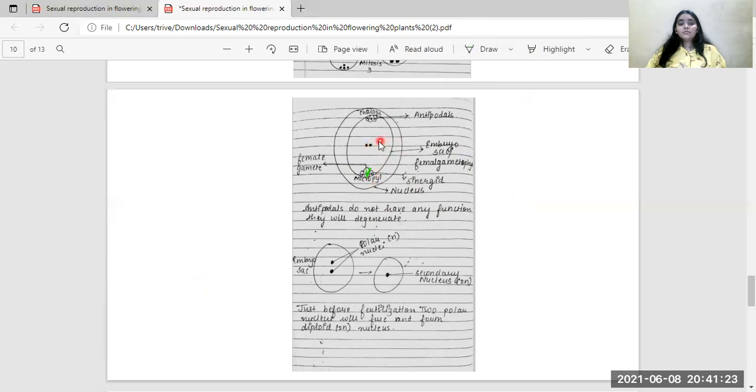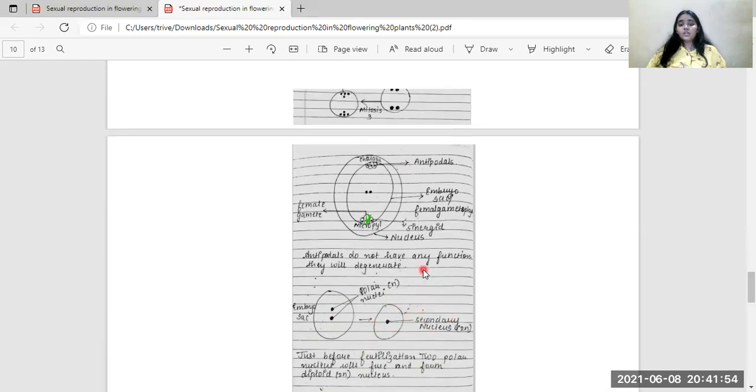These 2 nuclei are known as polar nuclei. They are haploid in nature, and we are only seeing here the embryo sac. They will fuse and form a secondary nucleus, which is diploid in nature. Just before fertilization, these 2 polar nuclei fuse and form a diploid nucleus, which is known as the secondary nucleus.